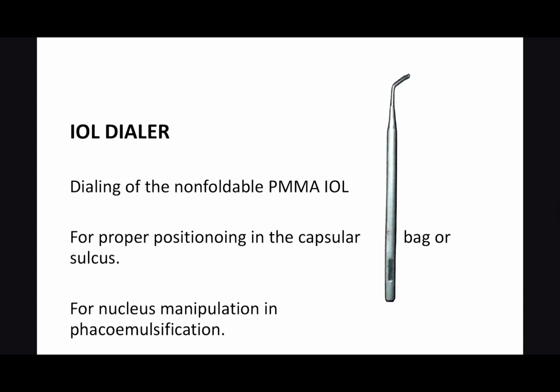This is an IOL dialer, similar to an IOL hook, but it has a pointed globe at the point. It is used for dialing of the non-foldable PMMA IOL or for proper positioning in the capsular bag or sulcus, and for nucleus manipulation in phacoemulsification.